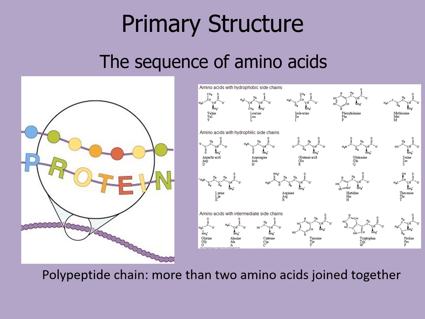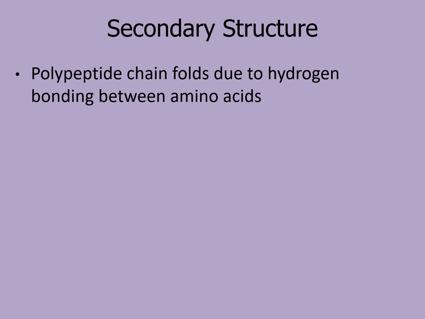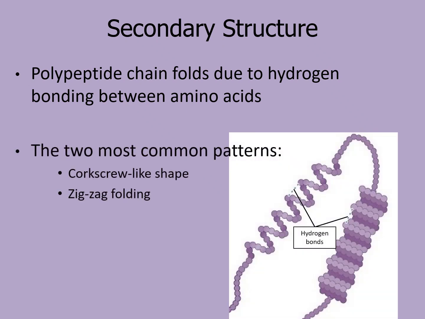Now, the sequence of amino acids, a polypeptide chain, is more than two amino acids joined together. So obviously a chain is something that's combined. In the secondary structure, the chain folds due to the hydrogen bonding between amino acids. The two most common patterns are the corkscrew shape and a zigzag fold.